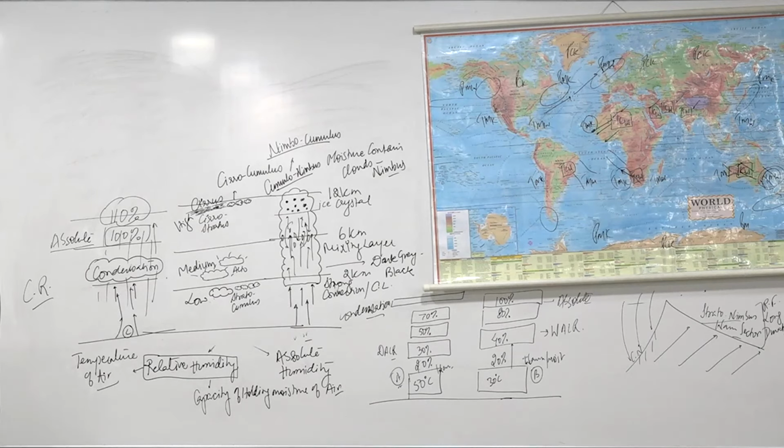So the temperate cyclone does not have torrential rain. The tropical cyclone has torrential rain. What cloud will form in a tropical cyclone?